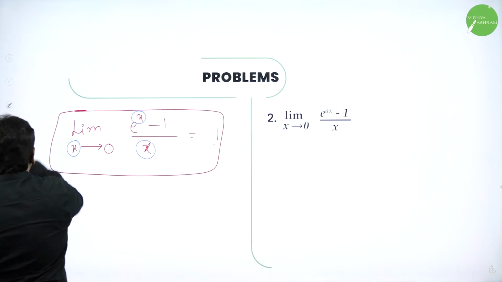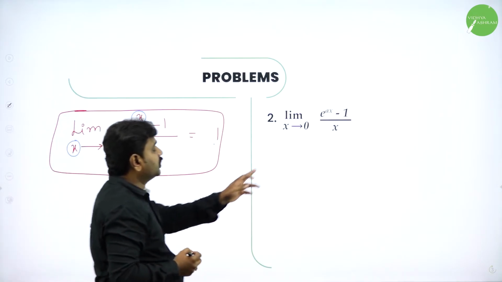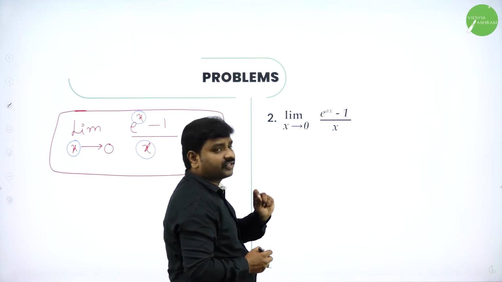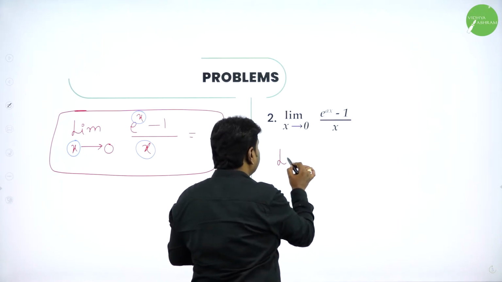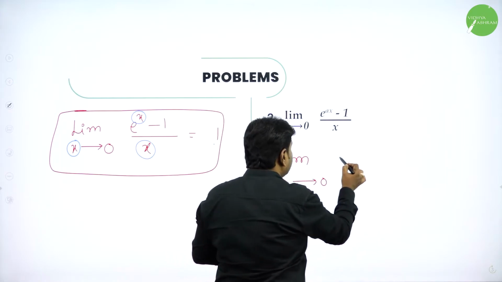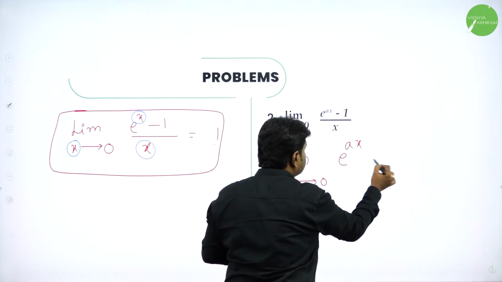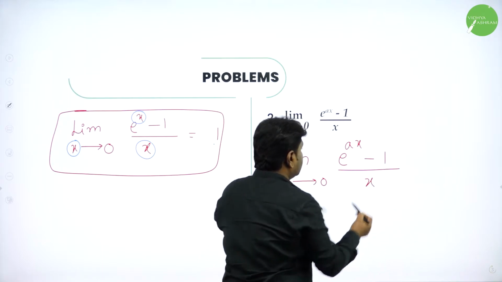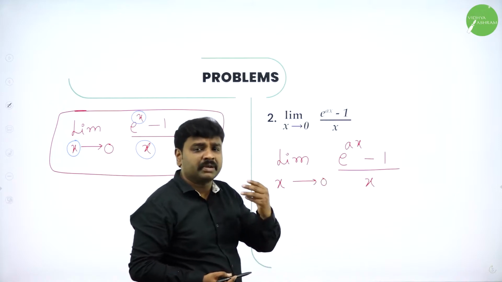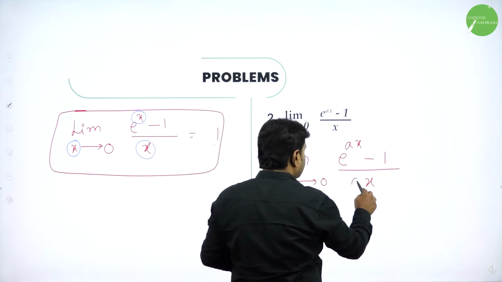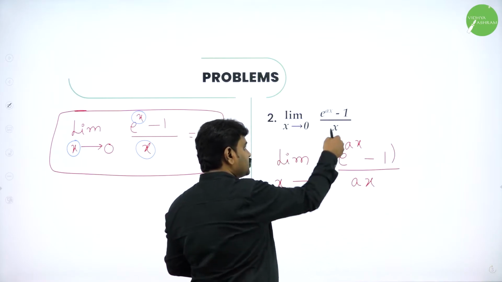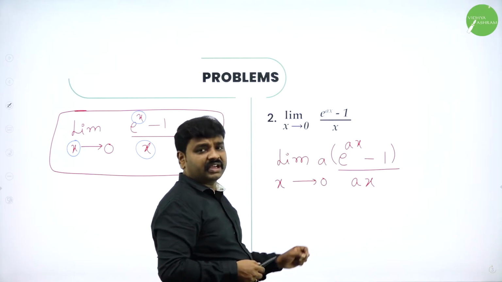Now what we do is, we'll reduce the problem to standard form. Here you can see e power ax, but denominator is just x. So what we'll do is, we'll introduce a. I'll take limit x tends to 0, (e power ax minus 1) divided by x is given. Here ax is there, but here x is there, a is missing. So divide and multiply by a. So I'll write into a and divide by a. If I cancel these two, I'll get this. I am dividing and multiplying by a.